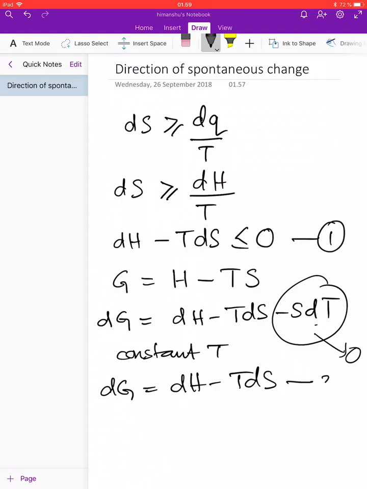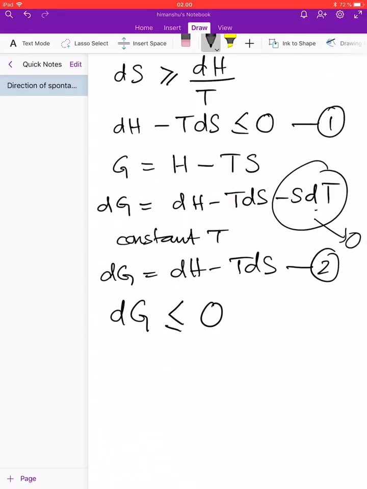Now if you combine equation 1 and equation 2, you get dG is less than or equal to 0. So this is the condition for the direction of spontaneous change for any process that is occurring at constant temperature and constant pressure. The condition will change if the process occurs, for example, at constant temperature and constant volume.